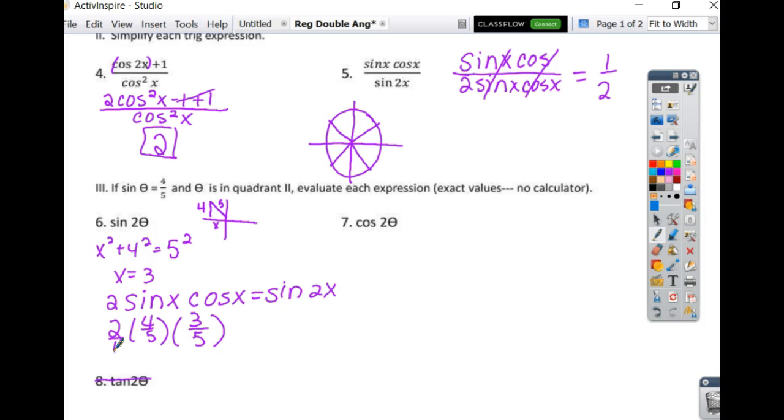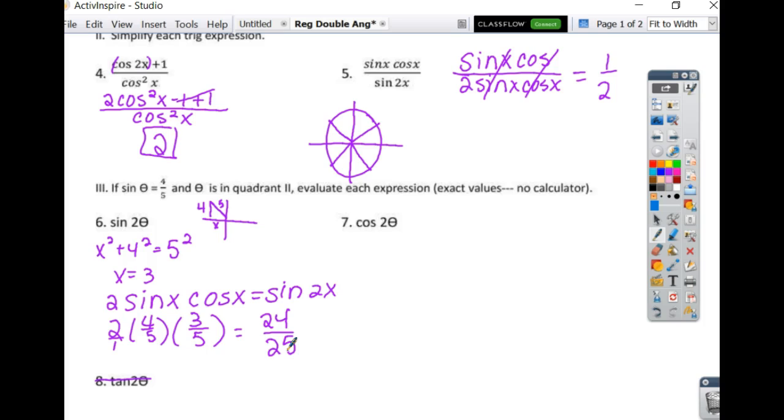For the sine, yes. Okay, so multiply. So the sine of 2x is 24 over 25. That's it. And solve it.